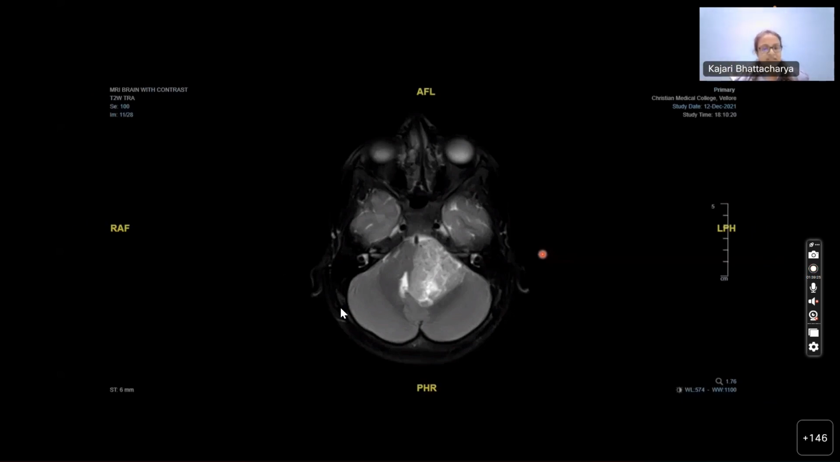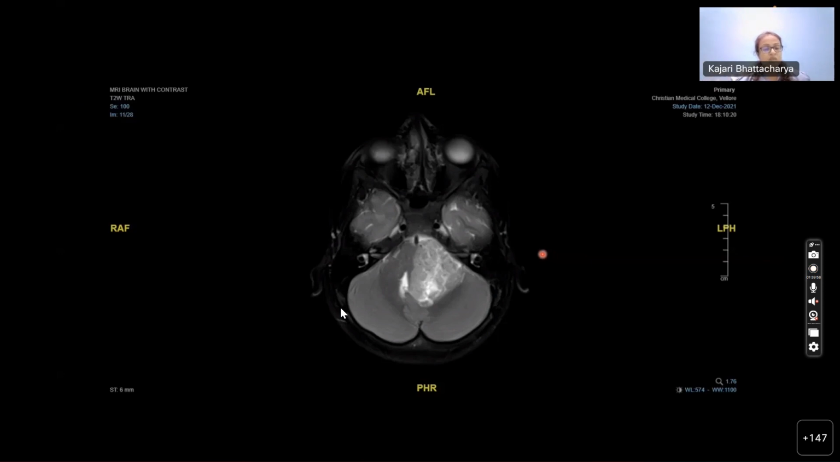So this axial section gives a better picture. This is an axial T2 weighted image. We can see a lesion arising in the region of the left cerebellopontine angle, or basically in the region of the middle cerebellar peduncle. At this point it may be a little difficult to comment whether it's intra-axial or extra-axial, but definitely it is an off-midline lesion in the posterior fossa, adjacent to the fourth ventricle, arising in the region of the CP angle cistern or the middle cerebellar peduncle.